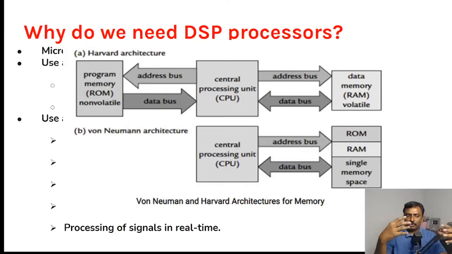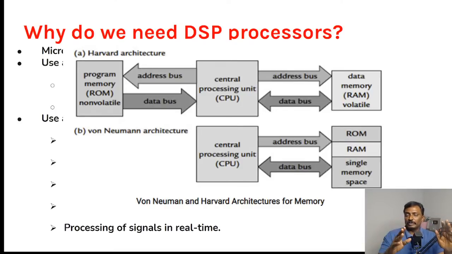Basically, these processors are built on architectures. You have basically two kinds of architecture. One is the Harvard architecture, and another is the von Neumann architecture. In the Harvard architecture, the CPU is connected with program memory and data memory by using different address buses and different data buses, so that it could simultaneously fetch the data memory and the program memory.